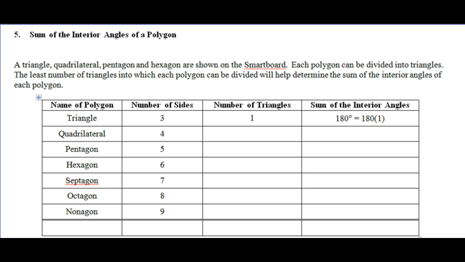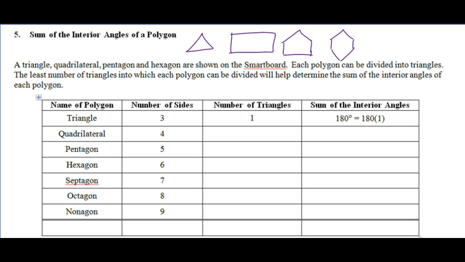Sum of the interior angles of a polygon. A triangle, a quadrilateral, a pentagon, and a hexagon are shown on the smartboard. Well, they are now.